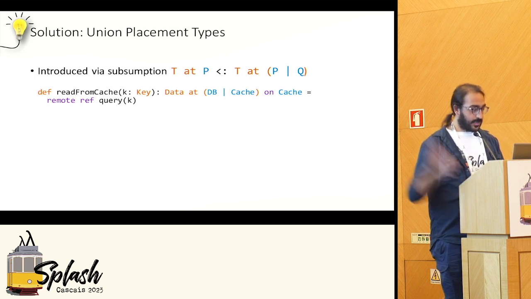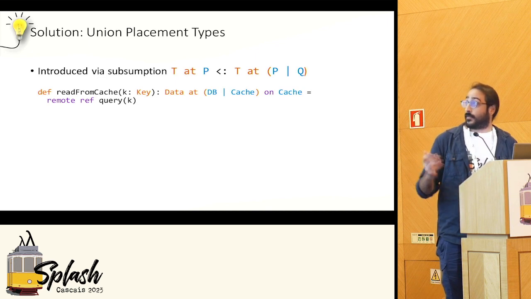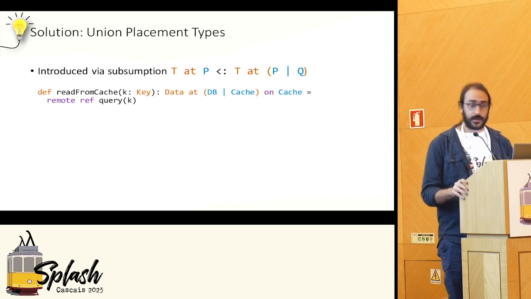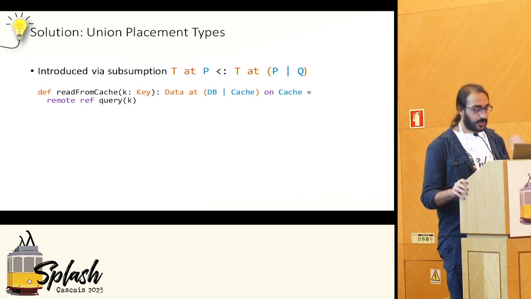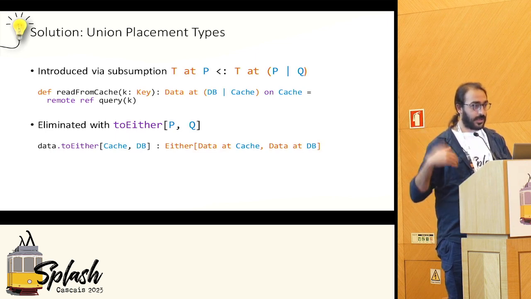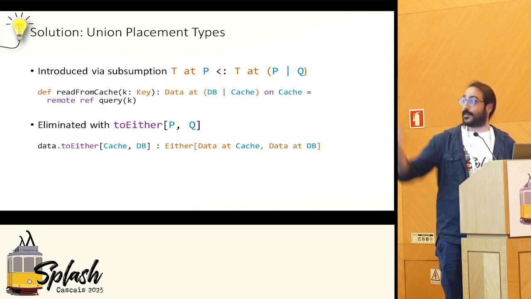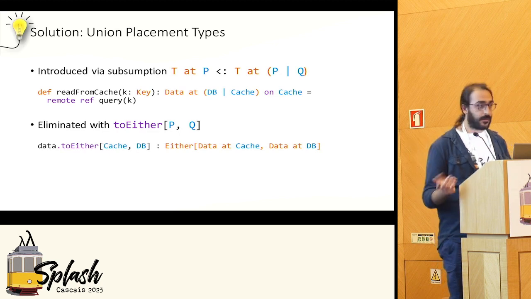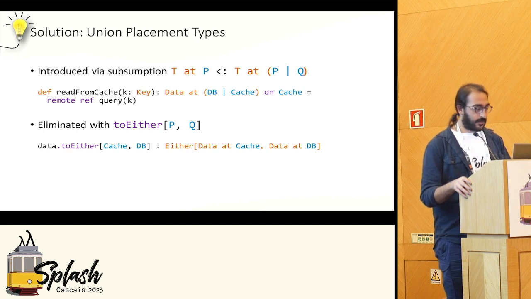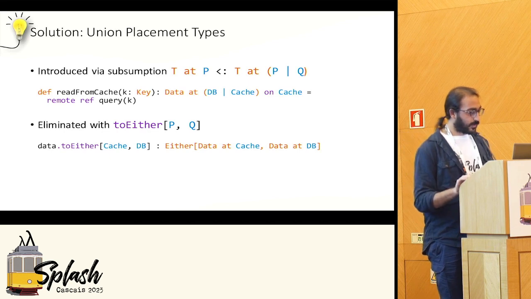And so this is adapting exactly the same expression from the previous slide, except now read from cache, instead of returning a pointer to some data on a cache, it just returns one either on a database or a cache. And the elimination form of the union is just distributing the at over the union, or in another way, just converting it to either. Then you can just use the standard library functions that are provided by Scala to deal with these two either. You can do pattern matches. You can do whatever you want with that.